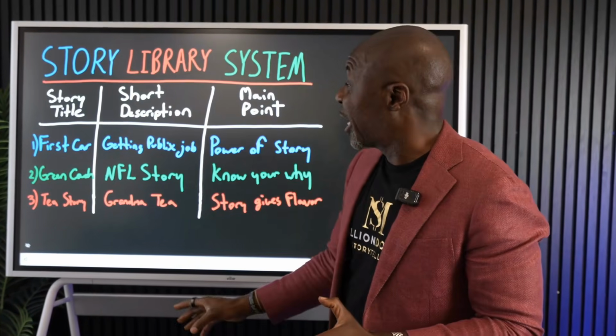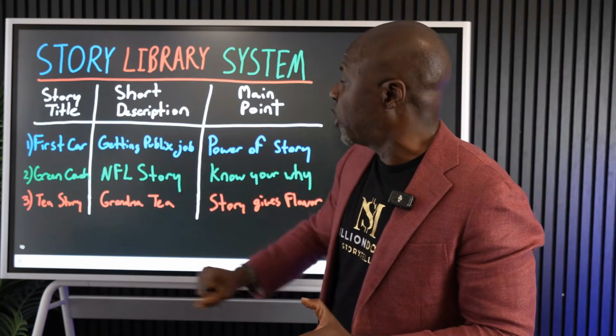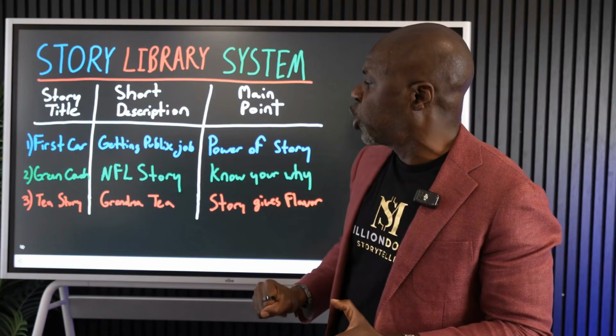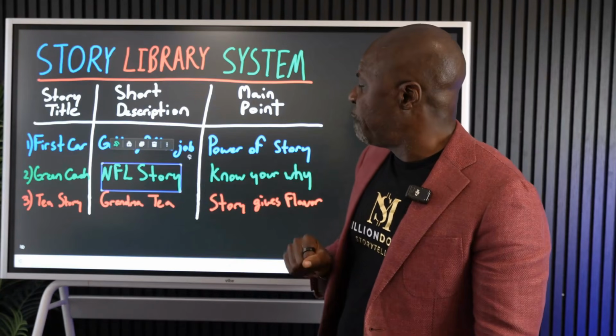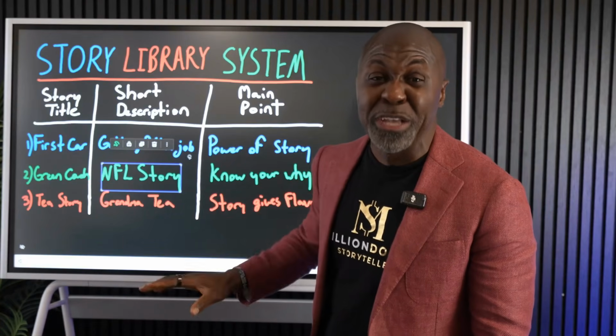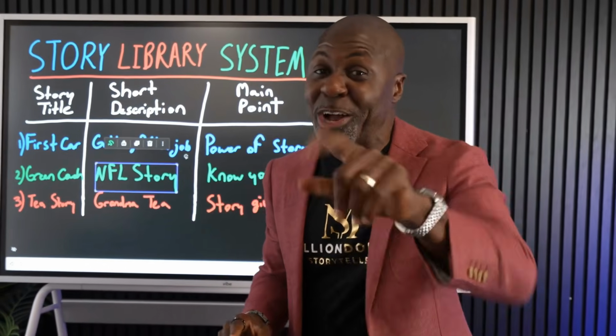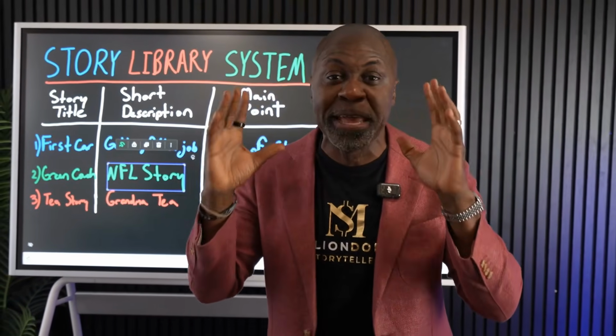Number 2, the second column is the short description, right? And this is where I just write the short description, bullet points: getting my Publix job, the green couch, NFL story, right? The tea story, grandma's tea. Grandma used to give some really nasty tea. There's a whole story there. We're not going down there, but I just need to simply be able to recall it.